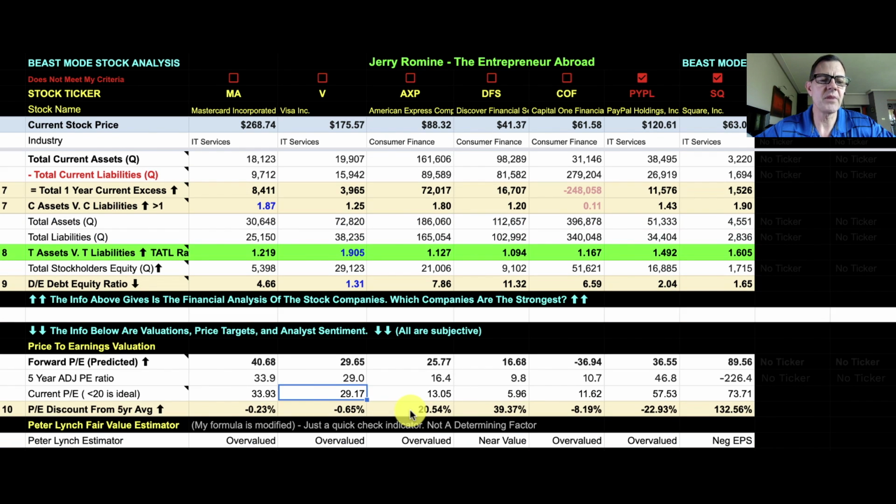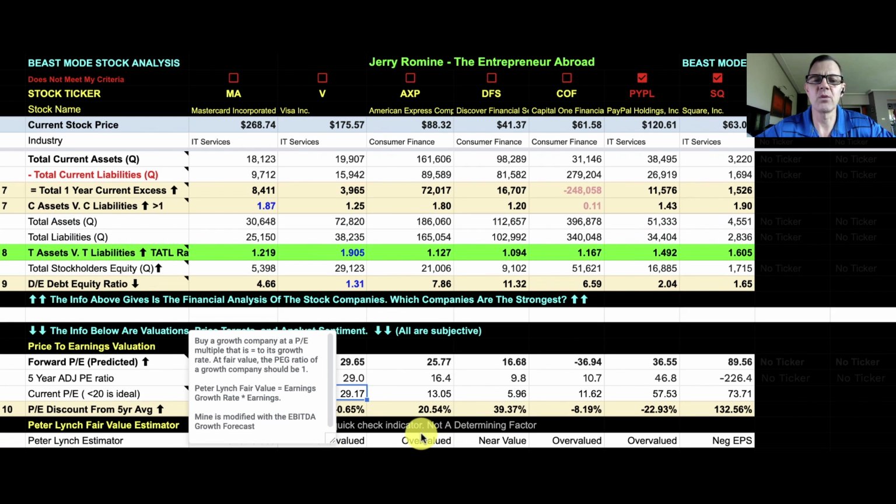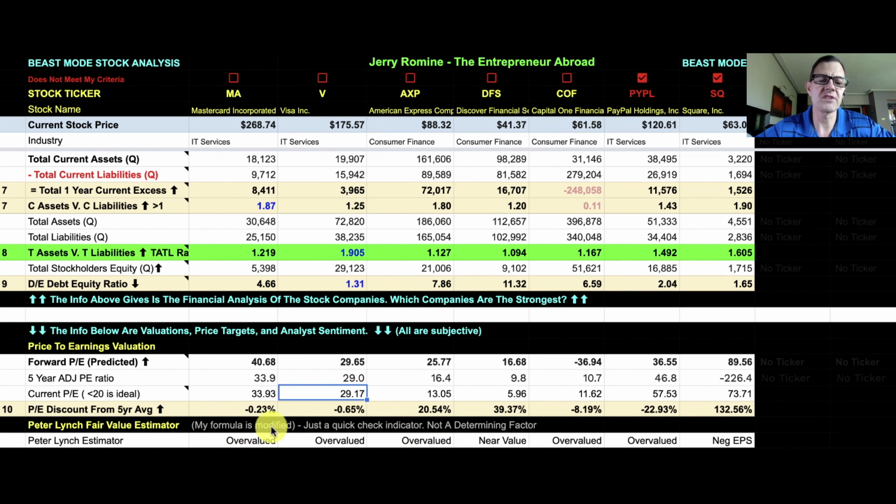Next, we've got the Peter Lynch Fair Value Estimator, and this is a quick check indicator, and my formula is modified from Peter Lynch's original formula. And I want to make sure you understand that this is definitely not an end-all be-all indicator. In fact, it doesn't work very well on growth stocks, but it does work well on some types of stocks, and that's why I have it here. And if it does give me something that is near value or under value, it's just a good sign for me and something I like to do a quick check on.